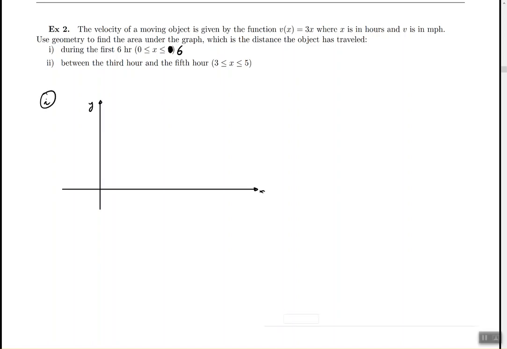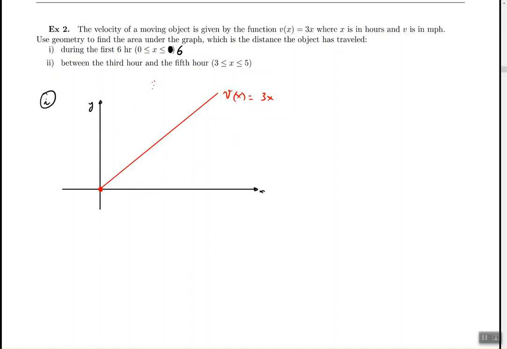So again, we have an XY plane, and since time cannot be negative, the graph is gonna be a line that starts at the origin and goes to the right, basically. So this is the graph of v of x, which is equal to 3x, okay? So it starts at 0 because when x is 0, the y coordinate is automatically 0. When x is 1, the y is gonna be 3, and so on and so forth.